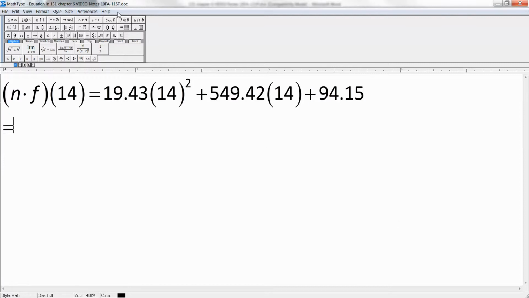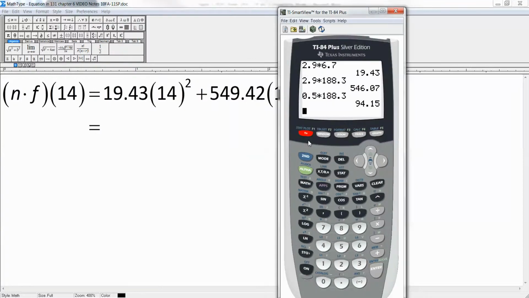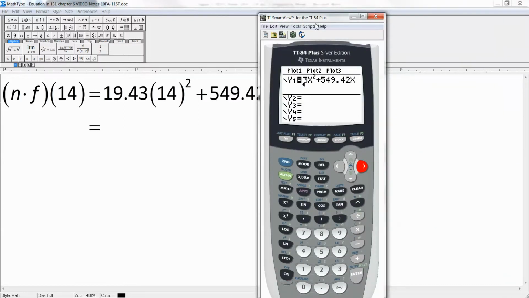So then this is equal to, all right, I'll grab my calculator for this. As a matter of fact, I'm going to put this in because the next part has us using the calculator to do something with it anyway. So I'm just going to put the function in. 19.43x squared plus 549.42x plus, what was it? 94.15.